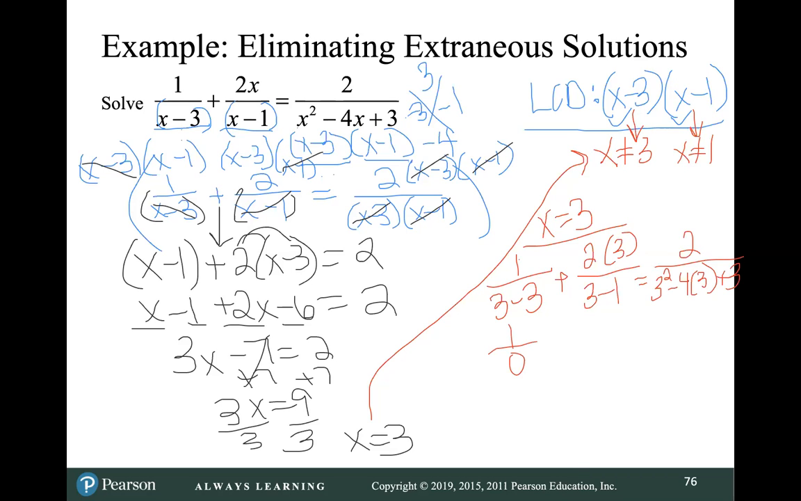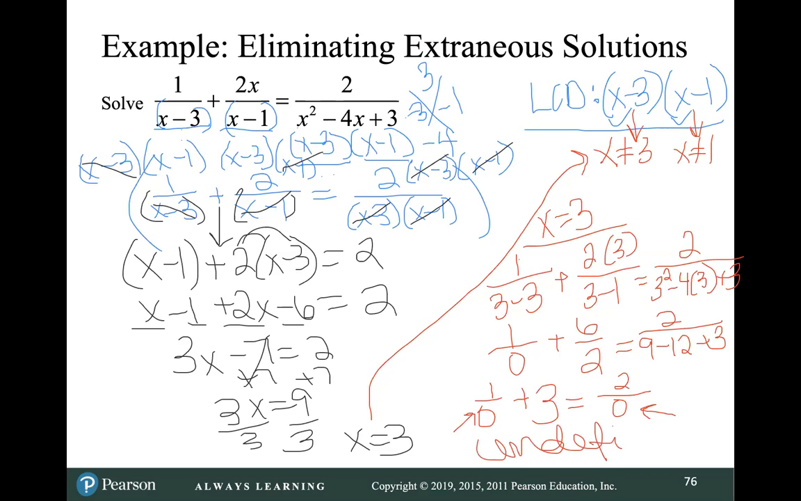There's our problem. Plus 6 divided by 2 equals 2 divided by 9 minus 12 plus 3. 1 divided by 0 plus 3 equals 2 divided by 0. So notice I have this divided by 0 on both sides of the equal sign. That's why we get 3 as a solution, because it happened on both sides. However, that is undefined. And that is why x equals 3 does not work. So our only solution doesn't work.